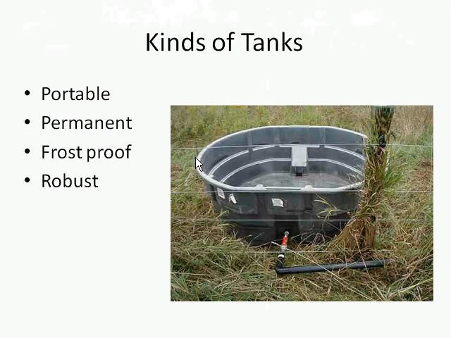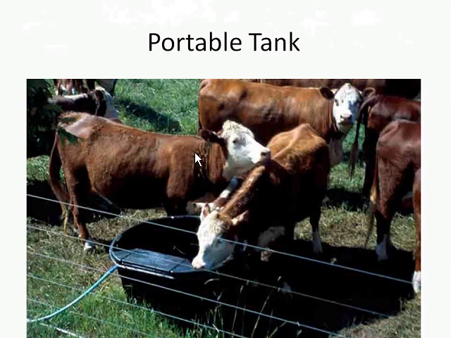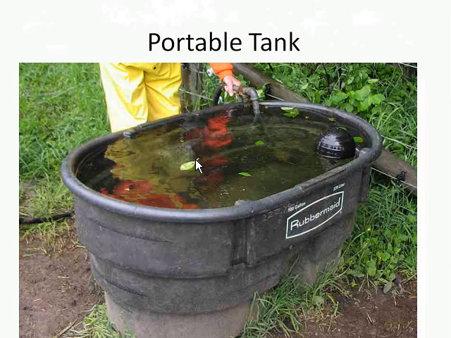Let's talk a little bit about kinds of tanks: portable, permanent, frost-proof, and robust. Portable tanks are tanks that you typically move from pasture to pasture. If you have a rotational system set up with a lot of paddocks, typically you'll have a water source line with many access points to it, and you will move the trough and access point to your source line whenever you move that portable tank. There are different types of these. You can still get some that are a little bigger, that have some storage to them.